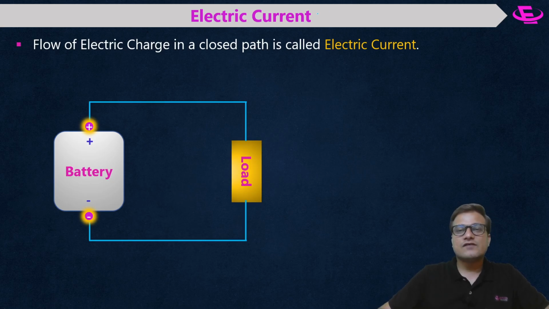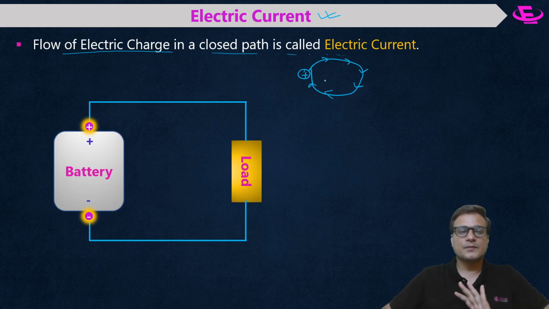So first let us see what is electric current. If you define electric current, it is nothing but flow of electric charge in a closed path. That means if you have an electric charge, and it is flowing in a closed path, then this is called electric current. Clear? Now if you look at this figure, here you have a battery.